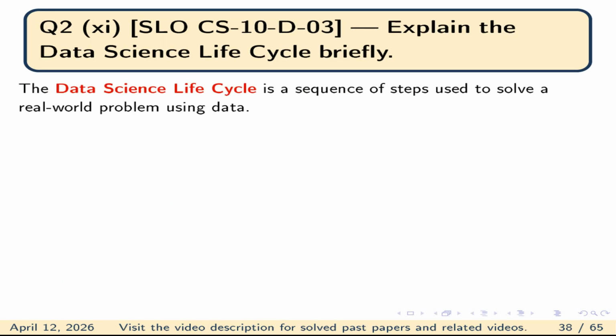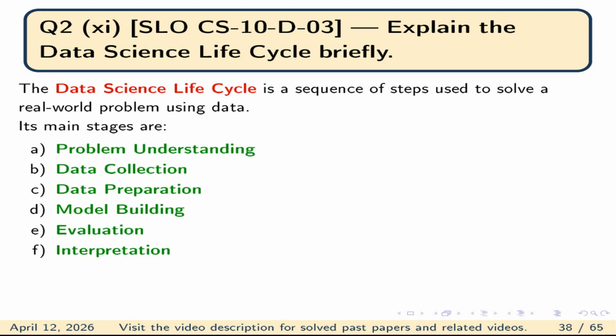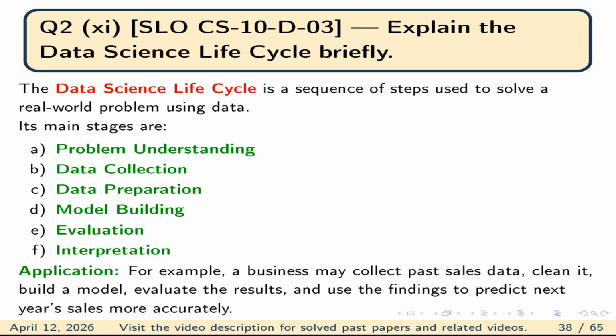11th part is: explain the data science life cycle briefly. The data science life cycle is a sequence of steps used to solve a real-world problem using data. Its main stages are problem understanding, data collection, data preparation, model building, evaluation, and interpretation. Application, for example: a business may collect past sales data, clean it, build a model, evaluate the results, and use the findings to predict next year's sales more accurately.